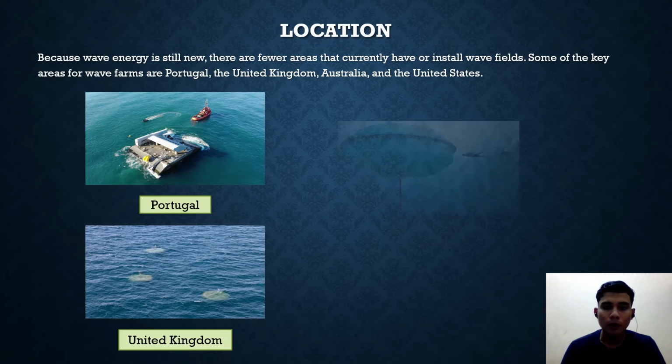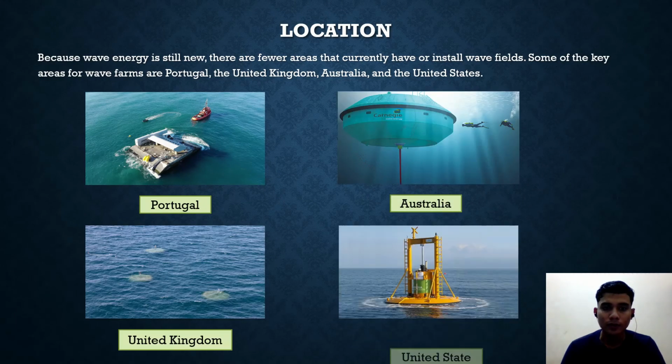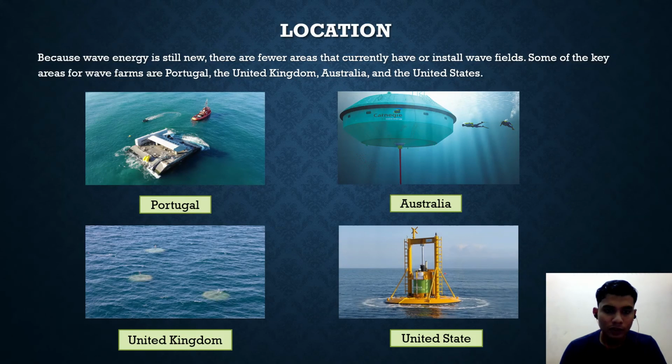Now I want to talk about the location. Because wave energy is still new, there are few areas that currently have installed wave farms. Some of the key areas for wave farms are Portugal, the United Kingdom, Australia, and the United States. The first picture we can see is Portugal wave energy, the second is the United Kingdom, the third is Australia, and the last is the United States.